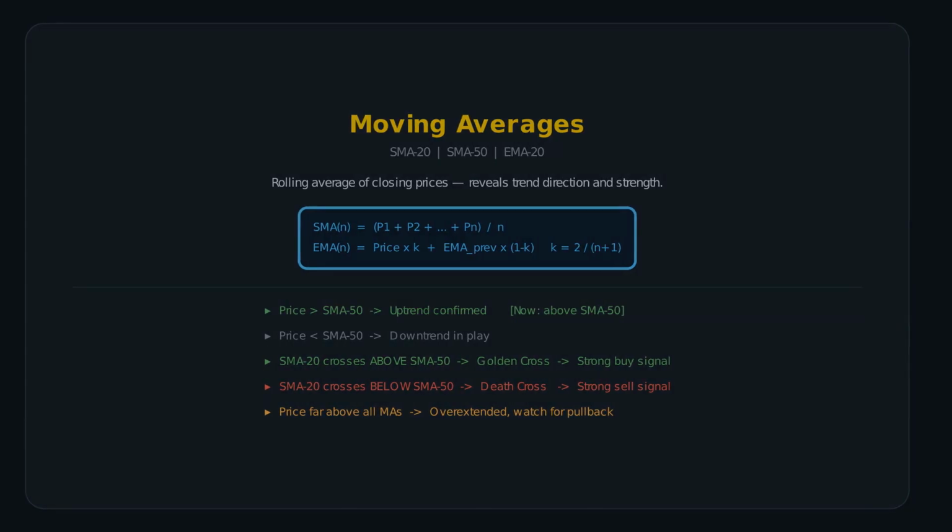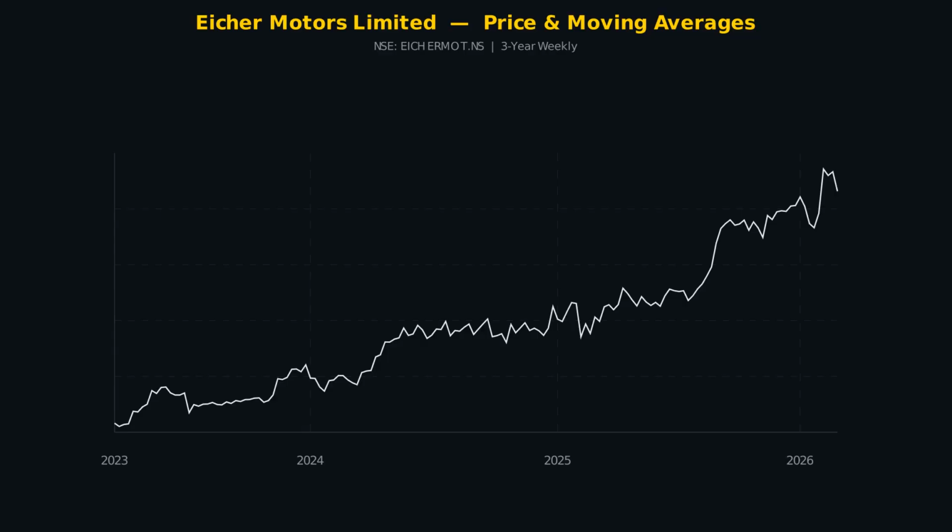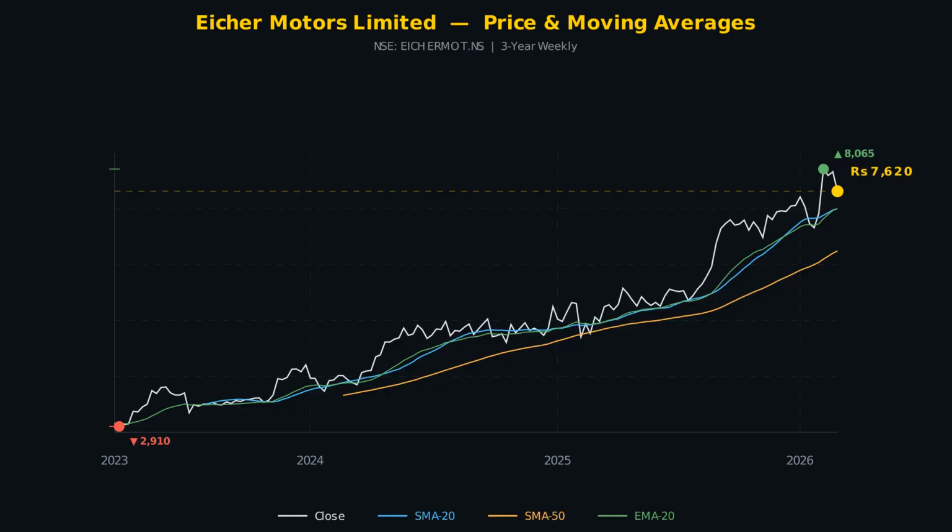Eicher Motors Limited is currently at Rs 7,620. The SMA 20 is at 7,271, and the SMA 50 is at 6,425. Price is above the 50-period average, indicating a confirmed uptrend. Watch how the moving averages act as dynamic support and resistance throughout the 3 years of price history shown here.